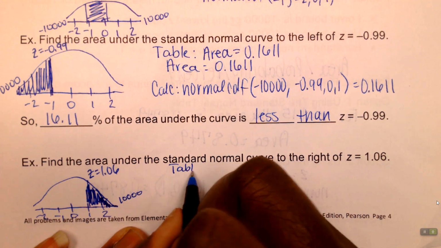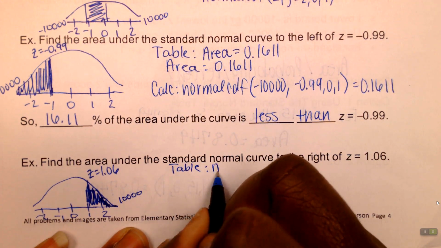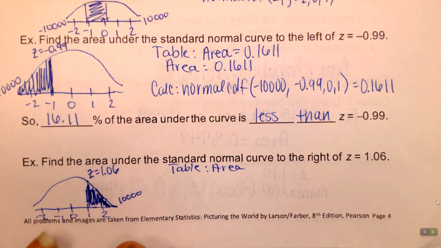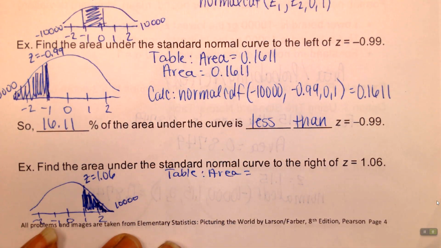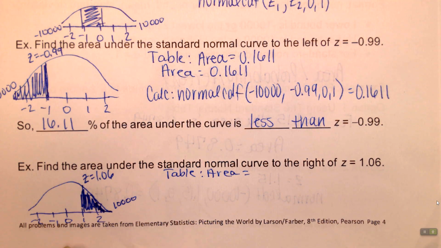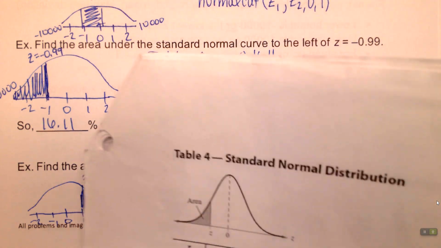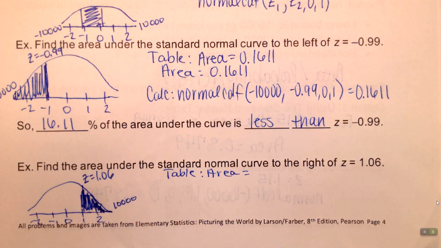So we're working with right. So the table, we're going to find the area of 1.06, and we're going to do 1 minus that because it's right. And let me kind of show you a trick to make sure you know when you're subtracting 1. I went to my positive side.